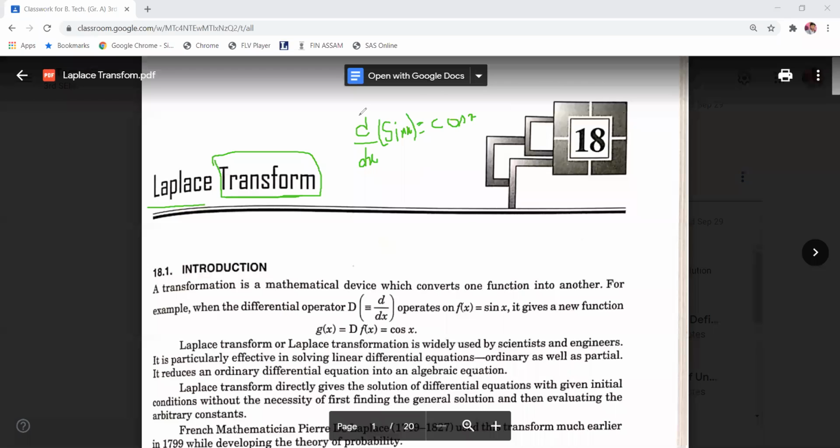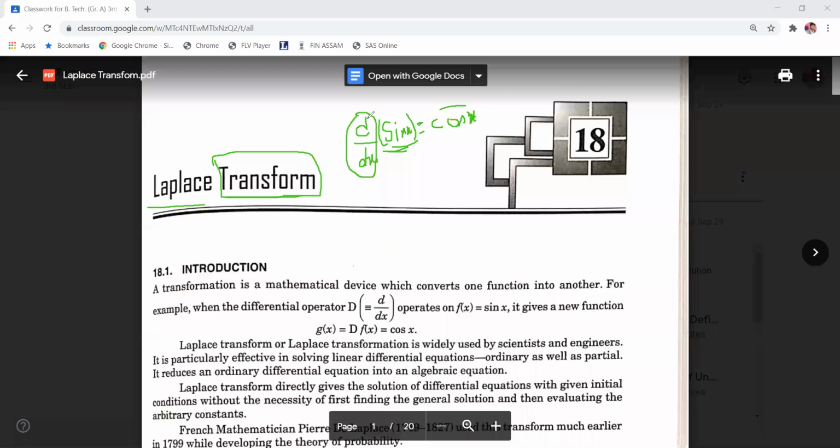So this d/dx, what is this? Differential operator, is it not? This d/dx is nothing but the differential operator. Now you are operating something over sine x. So what is that something? That is the differential operator. So you are changing this function sine x to another function, that is cos x, by using the differential operator.